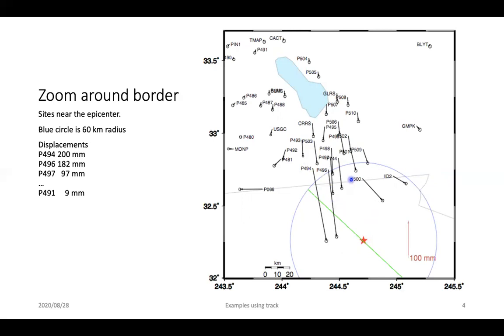And we can see here the deformation of sites in Southern California due to the displacement during the earthquake. We see here some examples. For example, P494 had about 20 centimeters, 200 millimeters of displacement. P496 had about the same, 18 centimeters of displacement. P497, which is just hidden here, but there's the vector, had about 97 millimeters of displacement, 10 centimeters of displacement, and so on as we go further and further away from the earthquake.